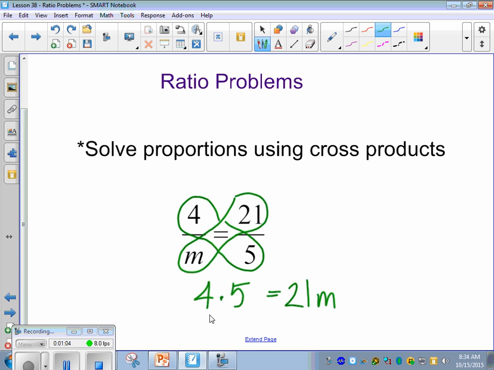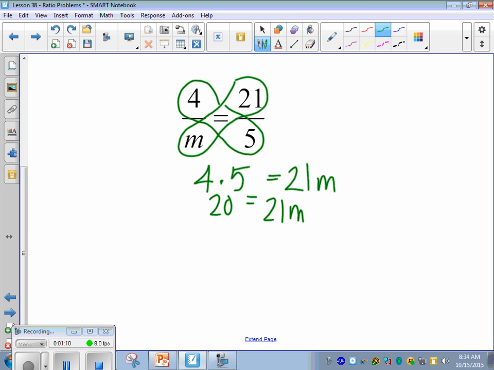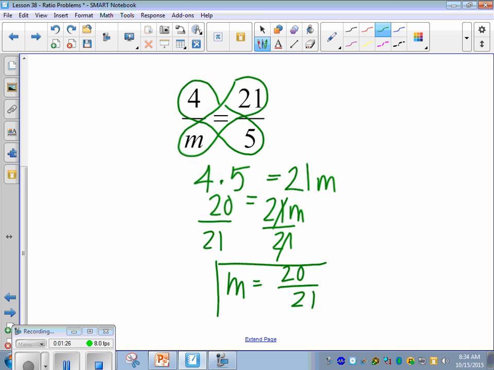So 4 times 5 just gives me 20 equals 21m. Now what do I have to do to both sides to solve for m, Micaiah? Yeah, divide by 21. Divide by 21. So these 21s cancel each other out, and we get that m equals 20 over 21. Pretty simple, right? We just did cross multiplication to solve for m.